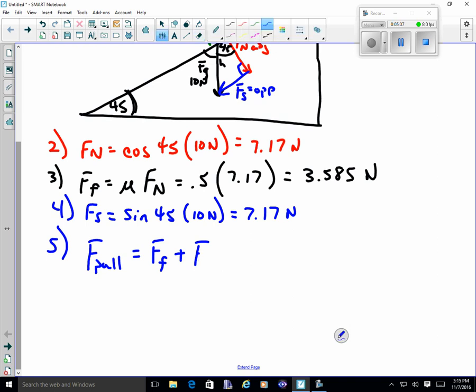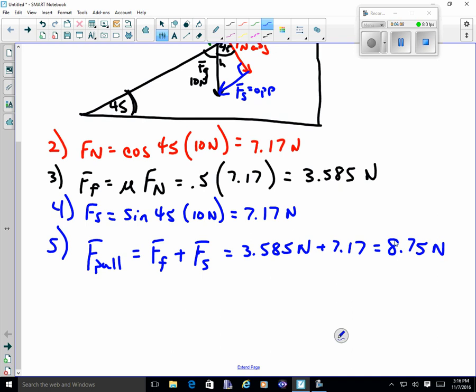So what we have to do is take our answer to number 3 and number 4 and add them together. And then that would end up getting the pull force that I'm going to need. So the friction force here was 3.585 newtons, and the sliding force was 7.17. So you add those two things together, and you get somewhere around 8.75 newtons.